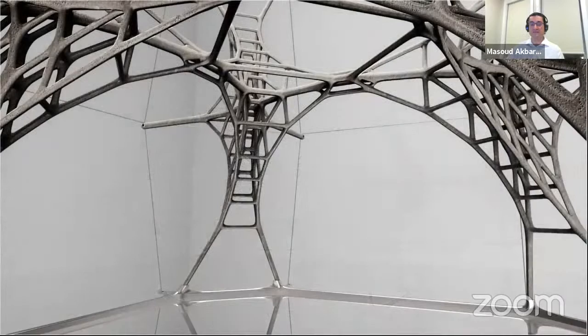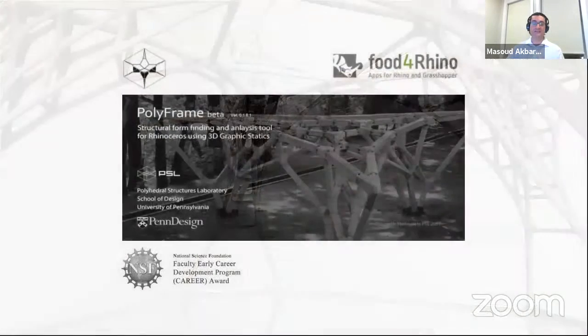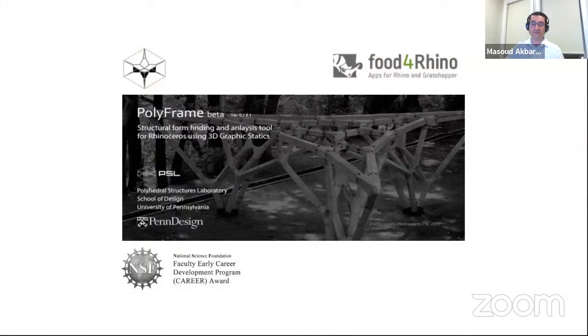Now, obviously, you can't do everything by hand, and you can't do procedural drawings of graphic statics. So for that reason, we developed this plugin for Rhino, which is called Polyframe. It is still in beta format, but I'm very hopeful that with the grant that we received from the National Science Foundation, we'll be able to push this to the next level.